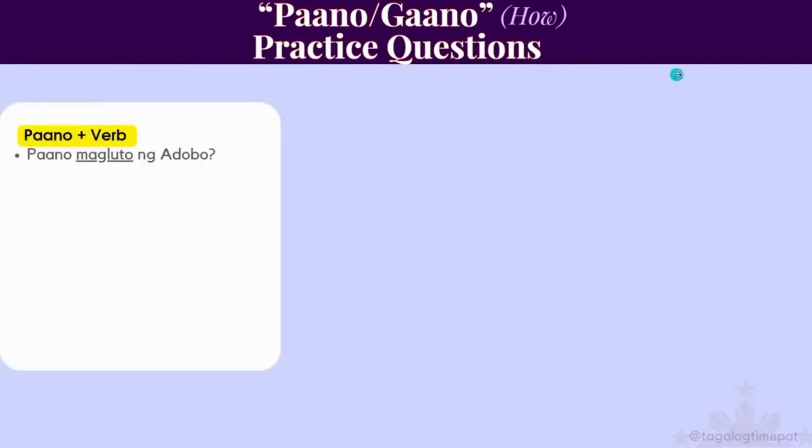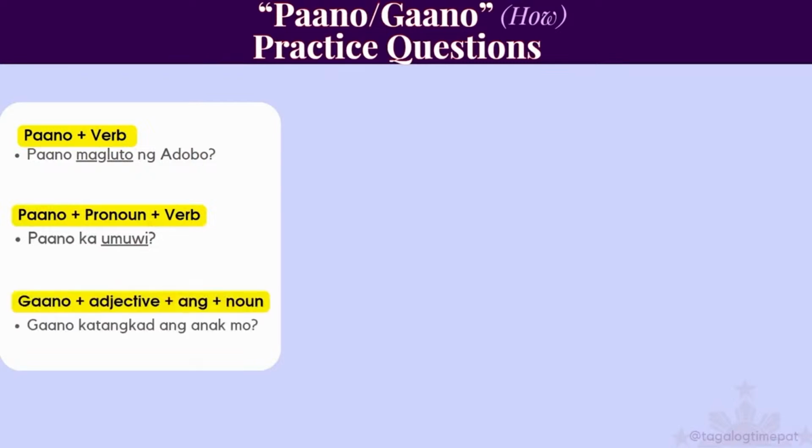Now, let's practice using paano and gaano in some questions. So paano is with a verb. How do you do something? And then paano plus a pronoun plus a verb if you want to be specific by adding a pronoun. Gaano uses an adjective. So gaano plus adjective plus ang plus a noun. Okay, so just try to follow these sentence structures.